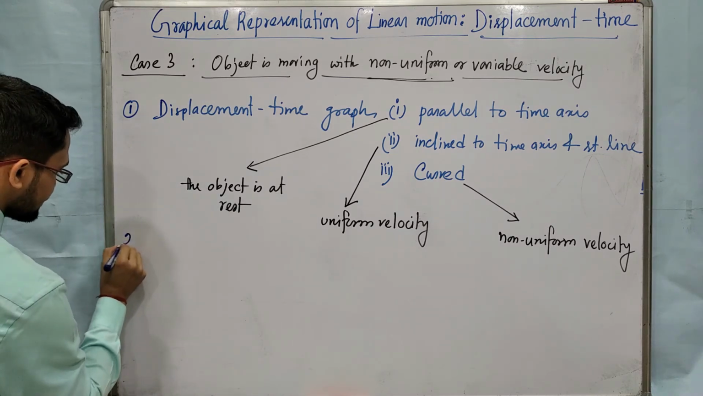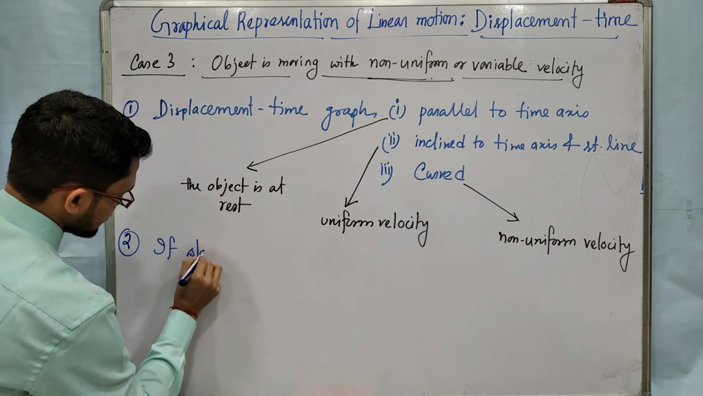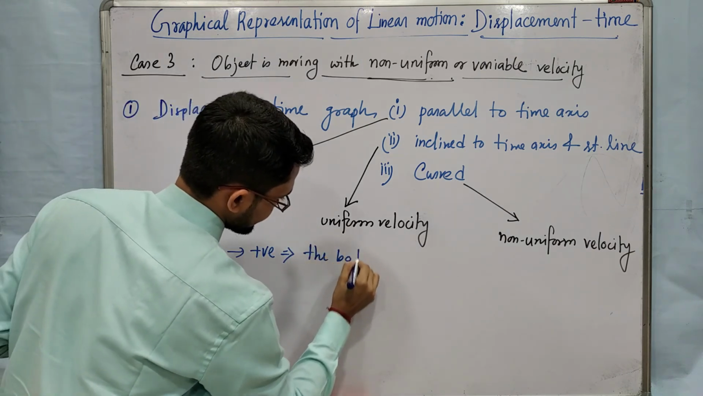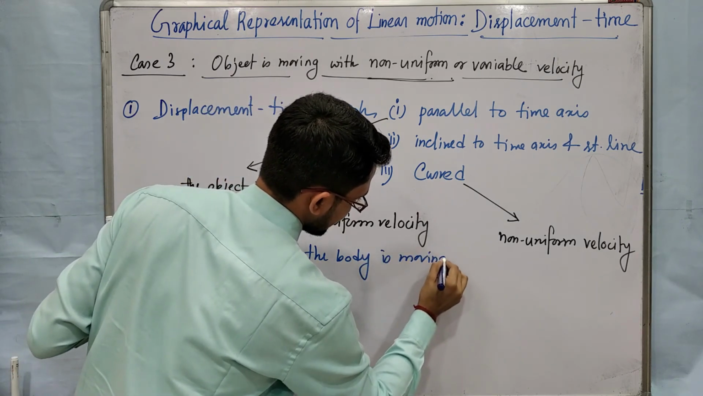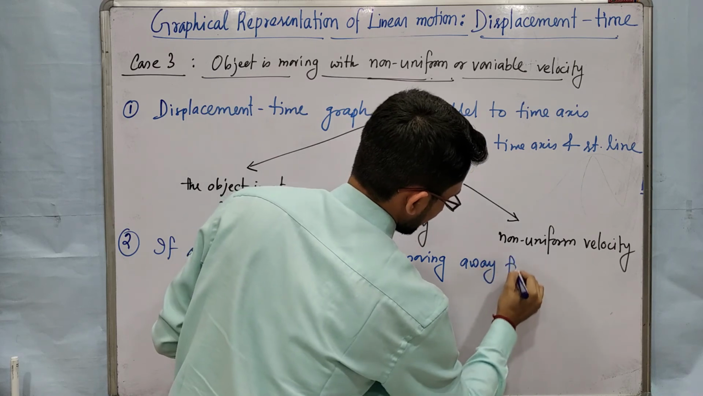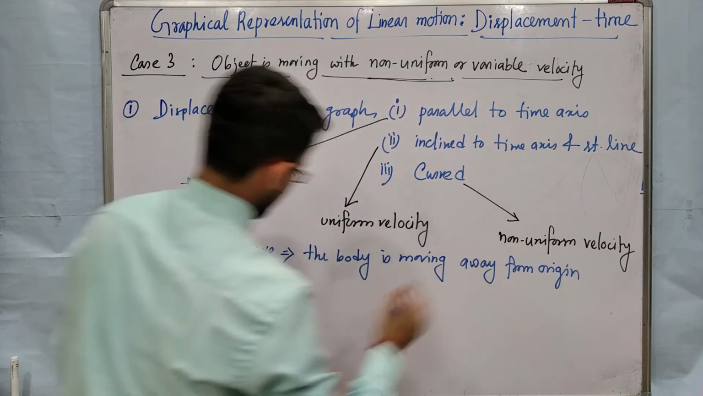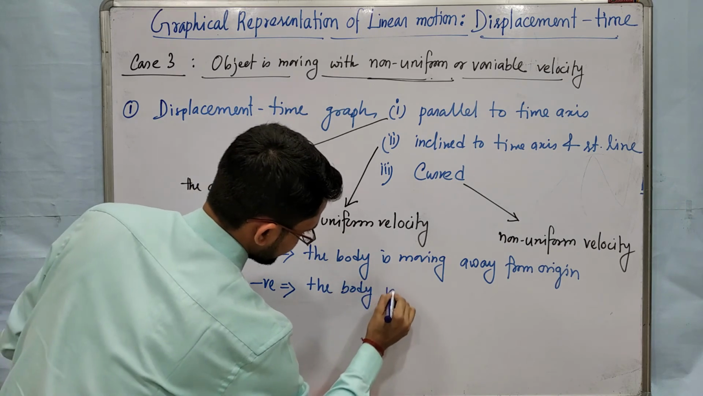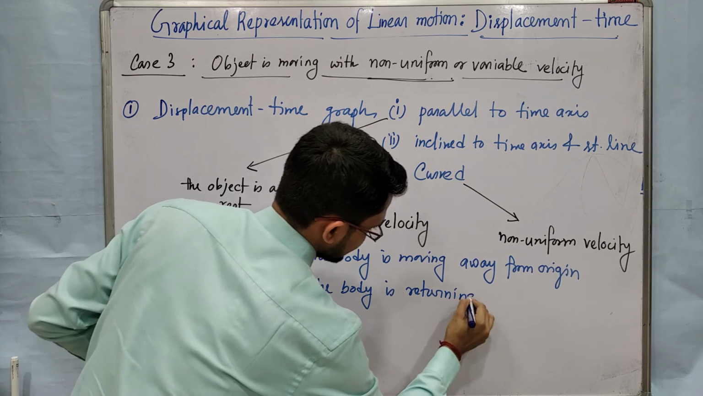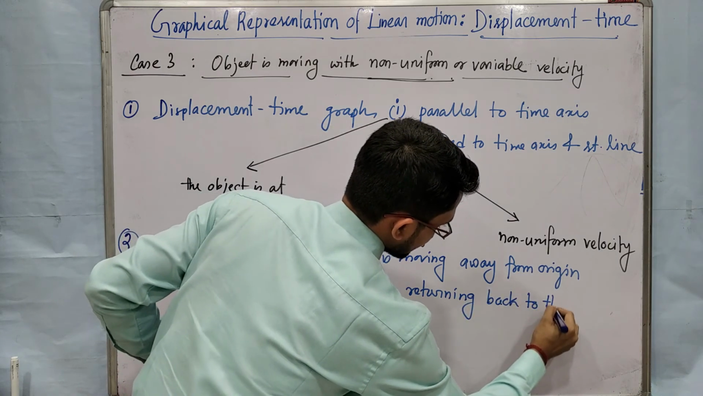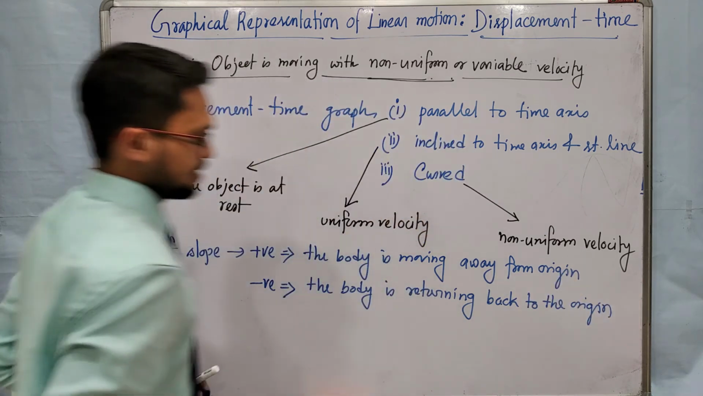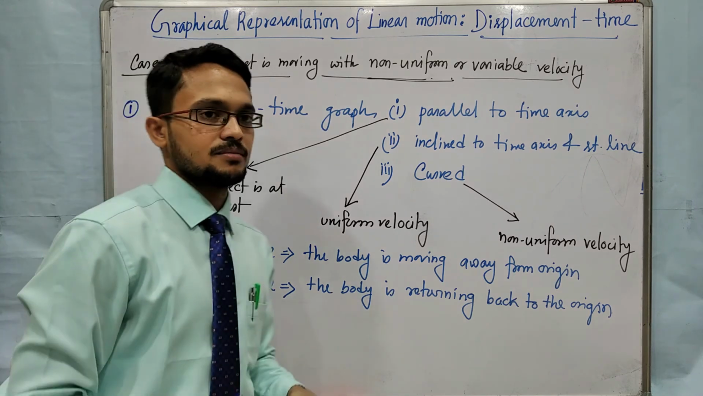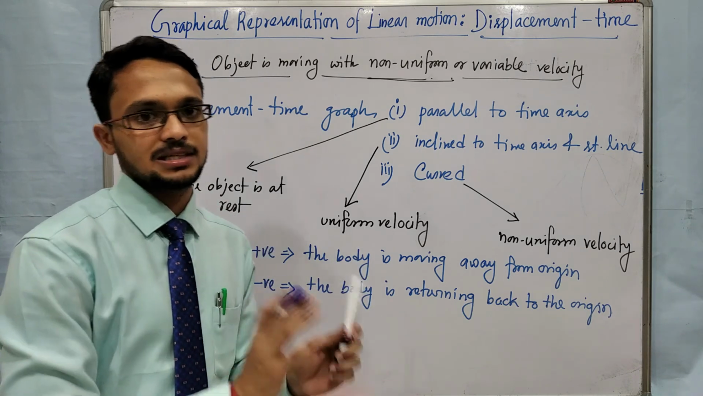The second one is, if the slope is positive, that means the body is moving away from the origin, and if the slope is negative, that means the body is returning back to the origin. Okay, understand?